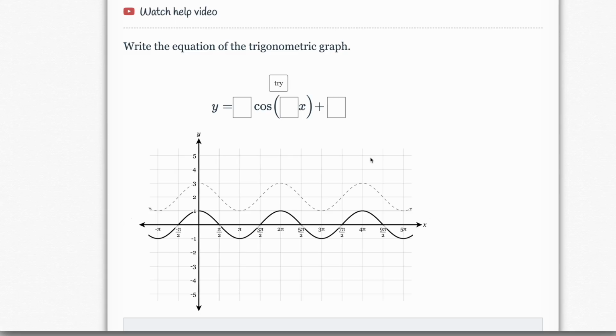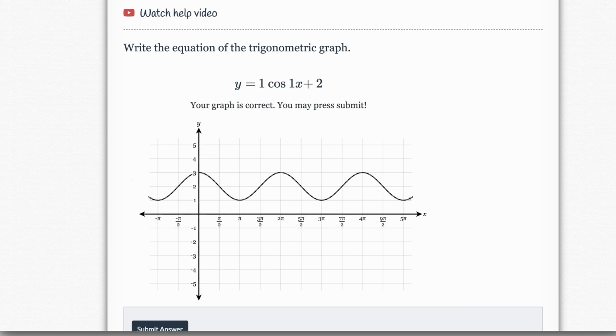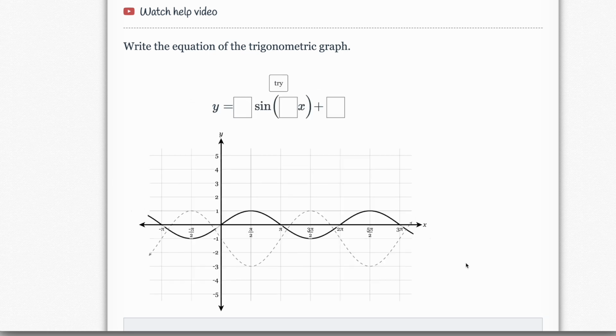Okay, this is a cosine. It looks like it's the exact same function of cosine. It's the exact same graph. It looks like it just moved the entire graph up 2. So I'm thinking that everything is what it's supposed to be, except that it moved up 2.